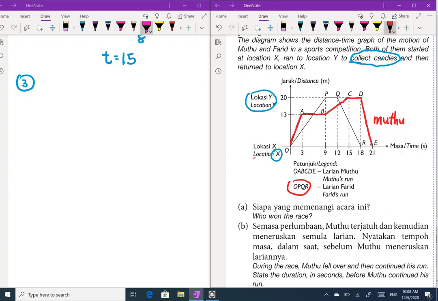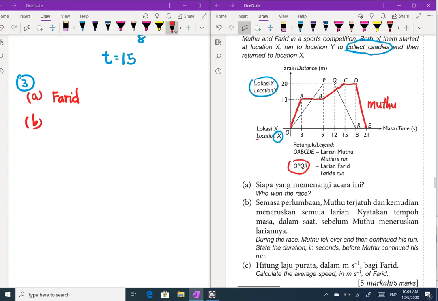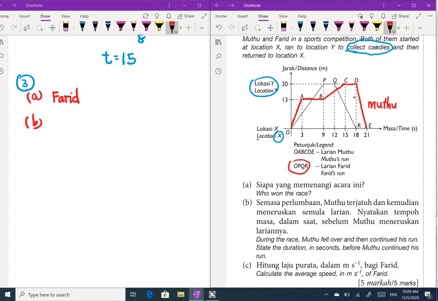Question A asks you, who won the race? Muthu takes 21 seconds. Farid used 18 seconds. So Farid won. Question B. During the race, Muthu fell over and then continued his run.